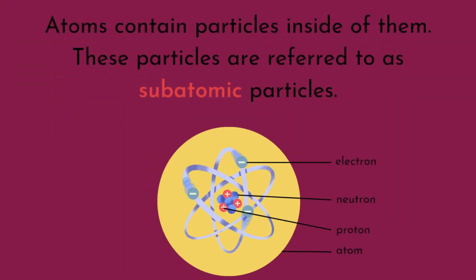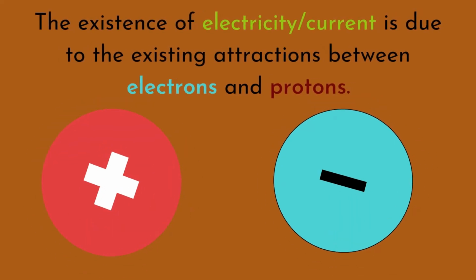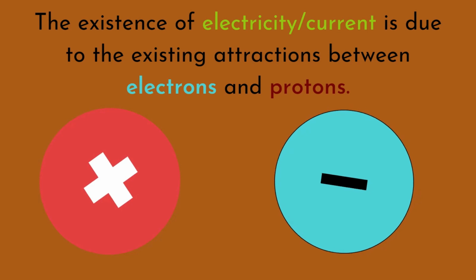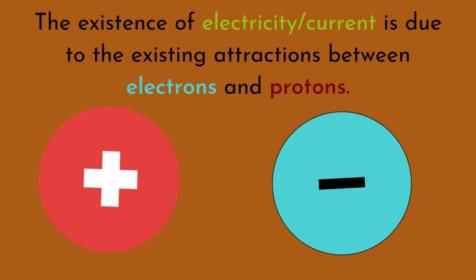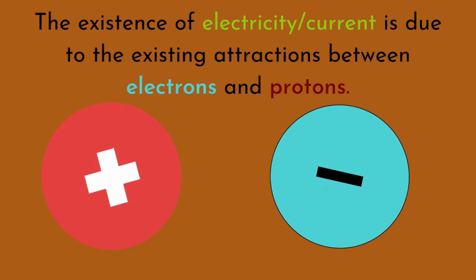Atoms contain particles inside of them. These particles are referred to as subatomic particles. The positive particles are called protons, the negative particles are electrons, and the neutral particles are neutrons. The existence of electricity is due to the existing attractions between electrons and protons.